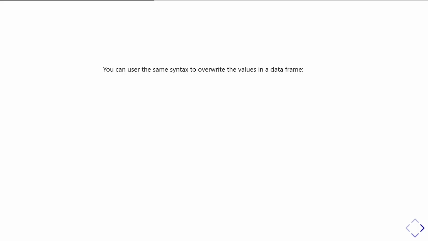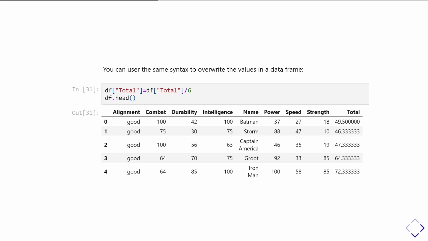We can use something very similar to write values into the data frame as well. So for example, I can do df, select the total, and then overwrite the values. In this case I'm essentially dividing the total score I had by 6. So now effectively I'm calculating the average value, and I'm just overwriting the value I had previously.